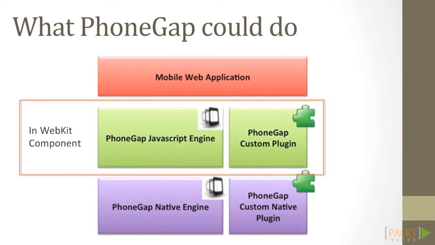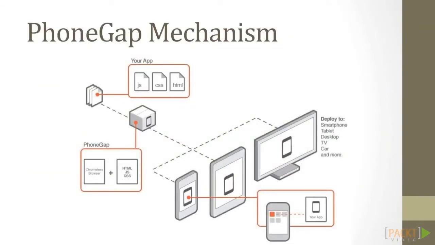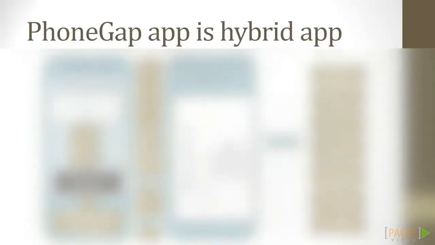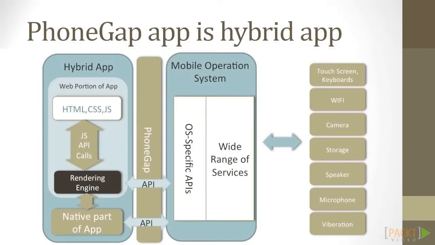PhoneGap wraps a WebKit component for different mobile platforms to run the web code, and adds JavaScript interfaces so that the native functionalities can be invoked in the web code. An app running inside the native container, rendering web pages, and also accessing device capabilities is called a hybrid app. PhoneGap is a hybrid app platform.